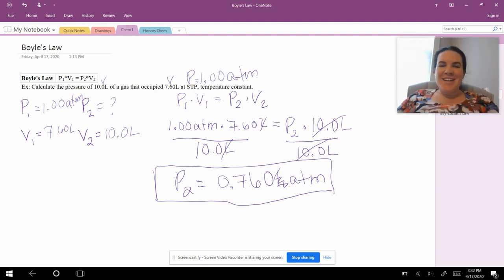All right. So if you were to calculate V, it would be the same thing. Same idea. They're just multiplied together. So I only gave you one example problem. But that's it. Plug in 3 numbers, solve for the fourth, and that's how you're going to solve a Boyle's law equation.